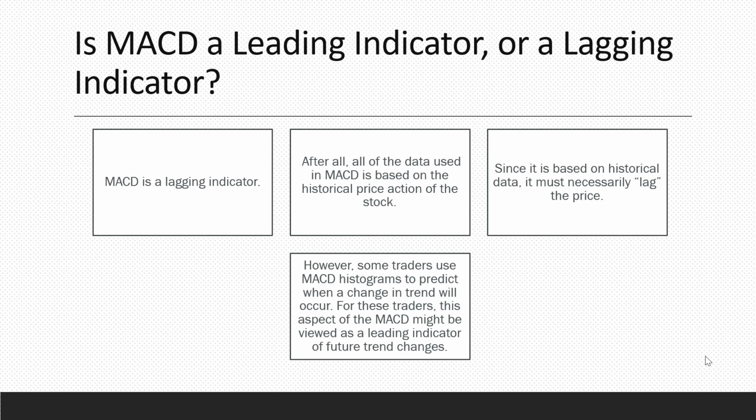Is MACD a leading indicator or a lagging indicator? MACD is a lagging indicator. After all, the data used in MACD is based on the historical price action of the stock. Since it is based on historical data, it must necessarily lag the price. However, some traders use MACD histograms to predict when a change in trend will occur. For these traders, this aspect of the MACD might be viewed as a leading indicator of future trend changes.